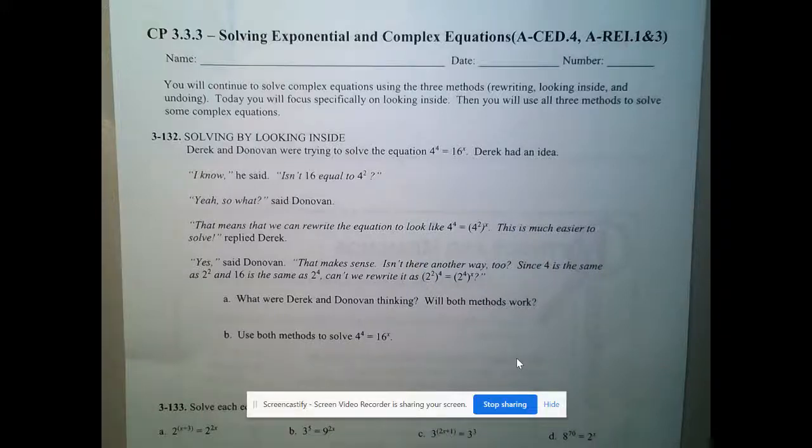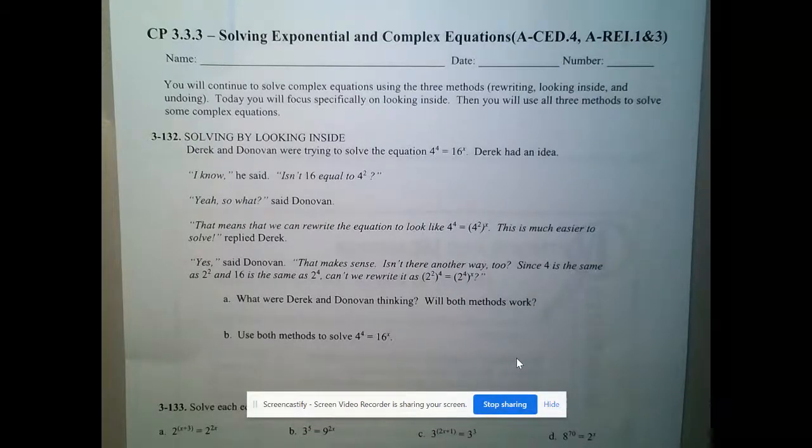Okay, so earlier when we talked about the different ways of solving, rewriting, looking inside, and undoing, I mentioned that to use looking inside, we often used that for exponents, and today's the day. So in 333, we are going to solve mainly exponential functions or exponential equations where the look inside method is going to be the way to go.